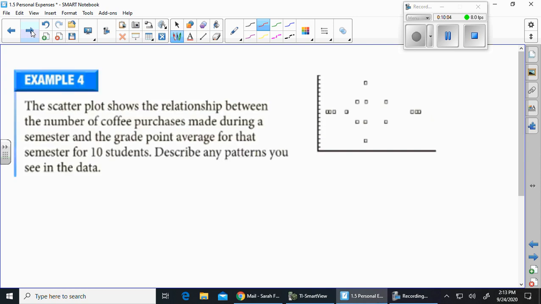Now, if I gave you this scatter plot, hopefully this is the number of coffee purchases and the grade point average. Well, hopefully you don't see anything. You can't say they're going up, they're going down, but should the number of coffee purchases have anything to do with your grade? Not really. So you would say no correlation.